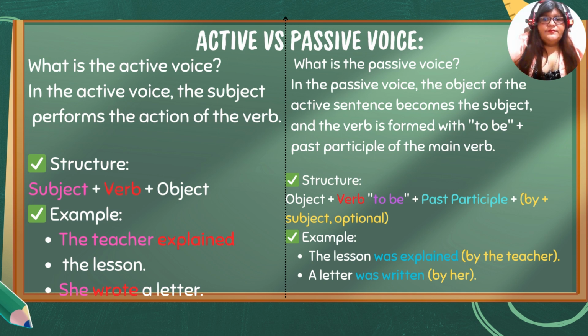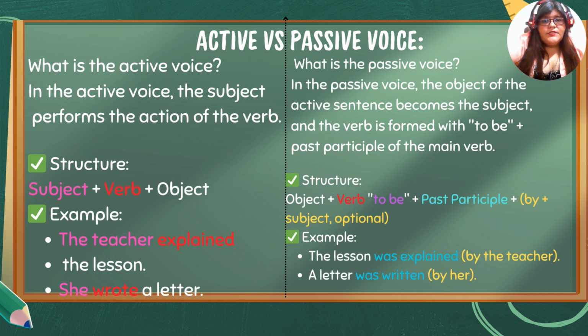And then we have the structure for passive voice: object in white plus the verb be, that in this case will be like an auxiliary verb, and then we have the past participle of the verb, the third conjugation. Then we have the preposition by and the subject, optional. So be careful in those details, guys.